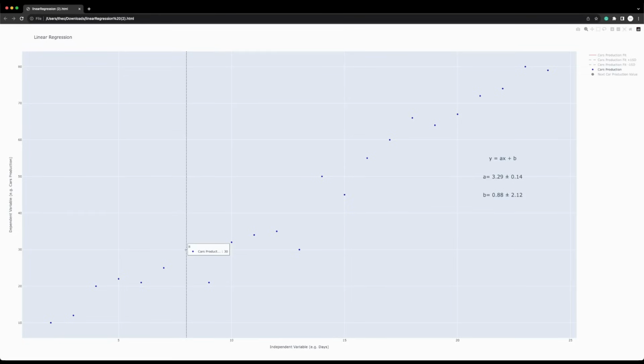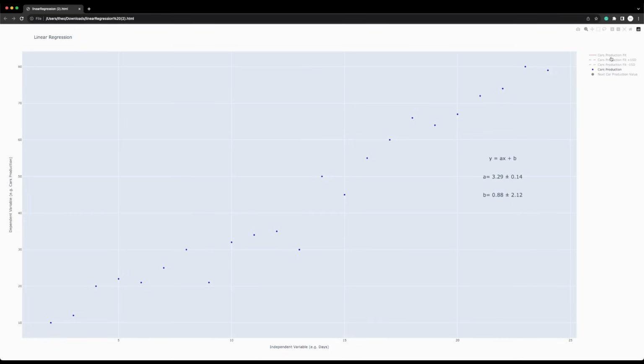For the sake of this example, we are going to predict how many cars this company is going to manufacture on day 25. As you can see from the blue dots, the data that we have is only up until day 24. Therefore, our model does not have any information for day 25, and our job is to find that number.